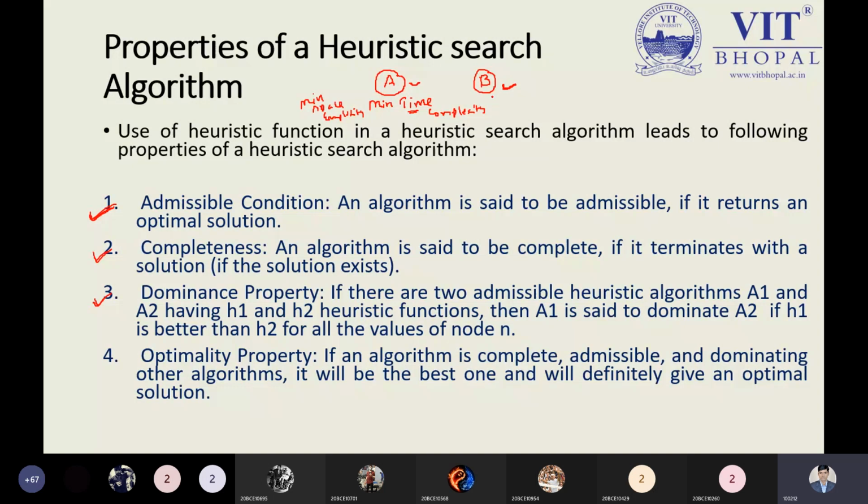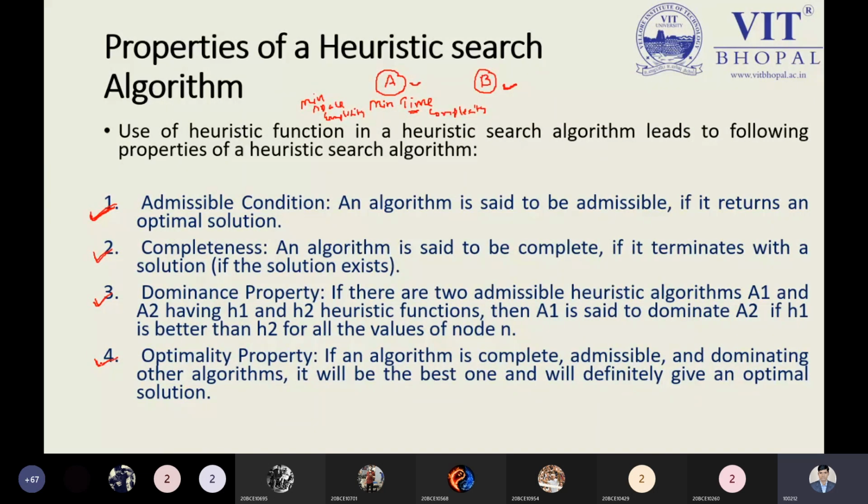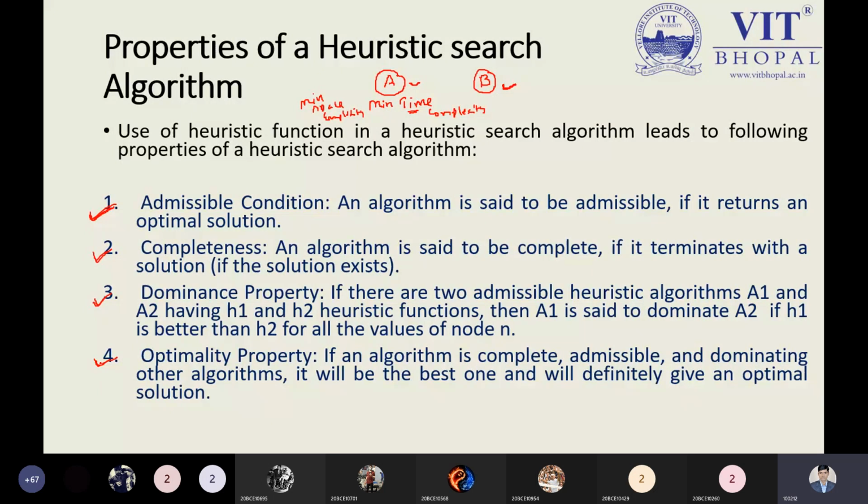So that is the dominance property. And the optimality property, as the name suggests, means the solution must be optimal. We can have n number of solutions, but our solution should be optimal. So that is the way. These are the four important properties a heuristic search algorithm must follow.